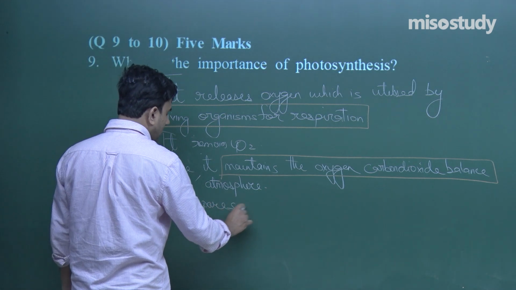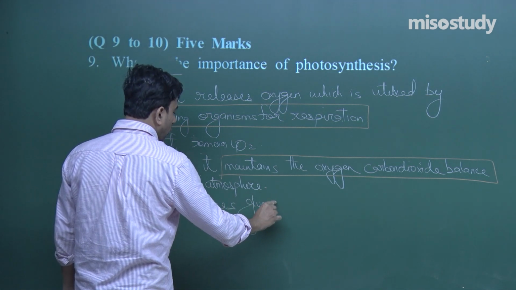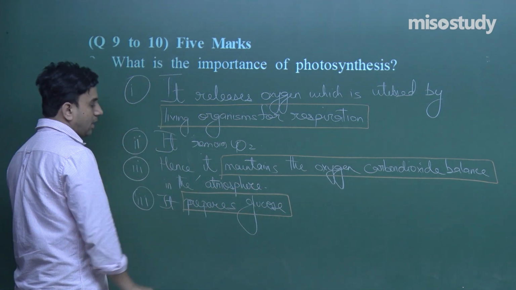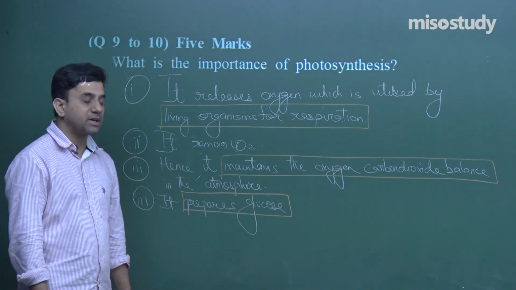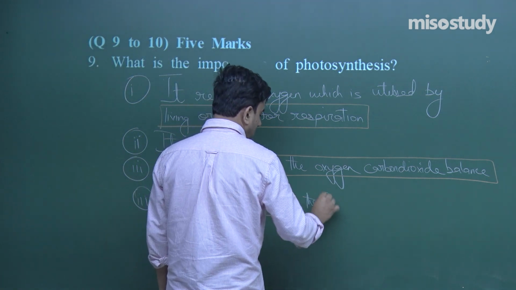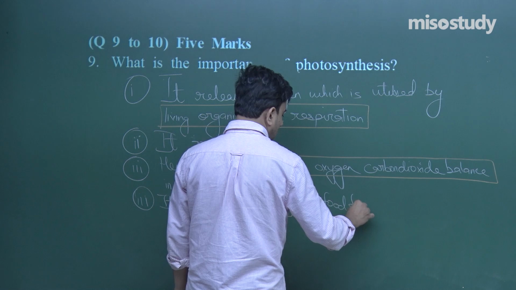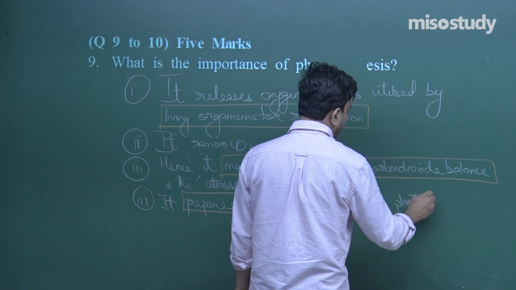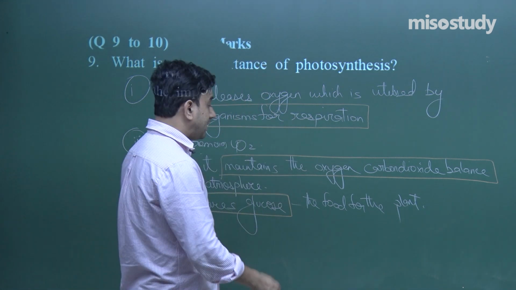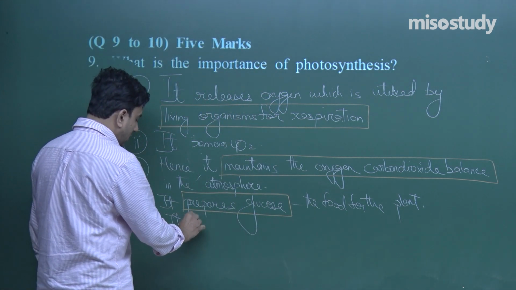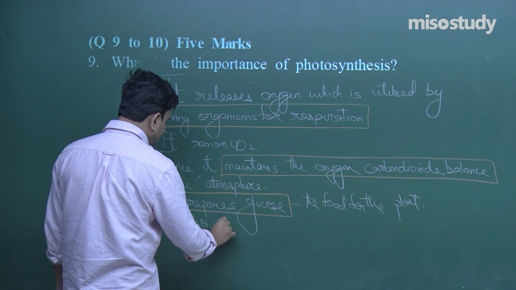It prepares glucose, the food for the plant. It also maintains the food chain. How does it do that?